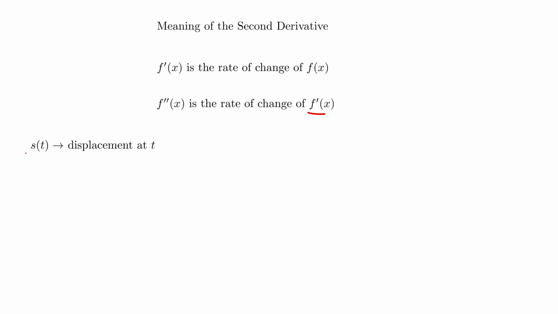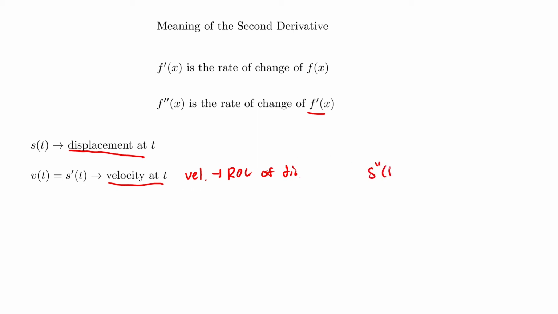If we go back to what we talked about in the last video, where if we have a function s of t, and that gives us the displacement of an object at time t, we know that v of t is the velocity at t, and that's because velocity is the rate of change of displacement. But if we were to find the second derivative, s double prime of t, the physical meaning, of course, would be the rate of change of velocity, which is more commonly the acceleration. So acceleration will be s double prime of t.